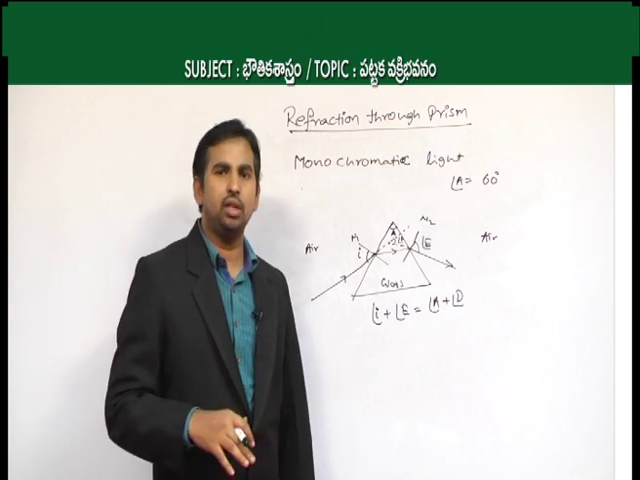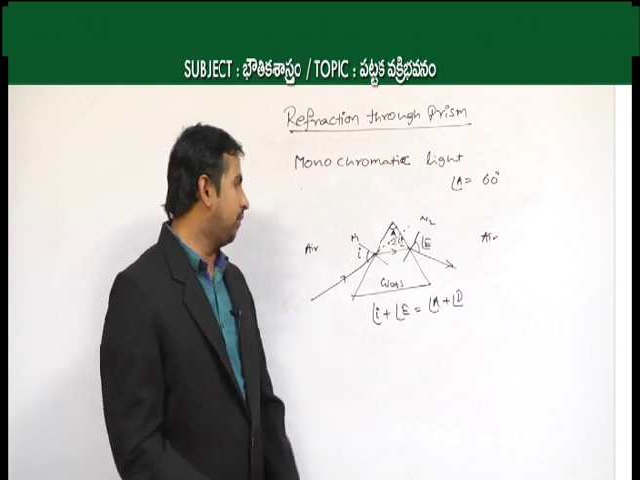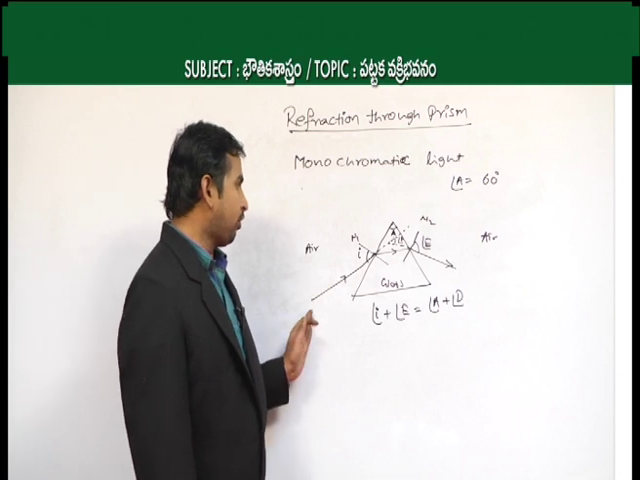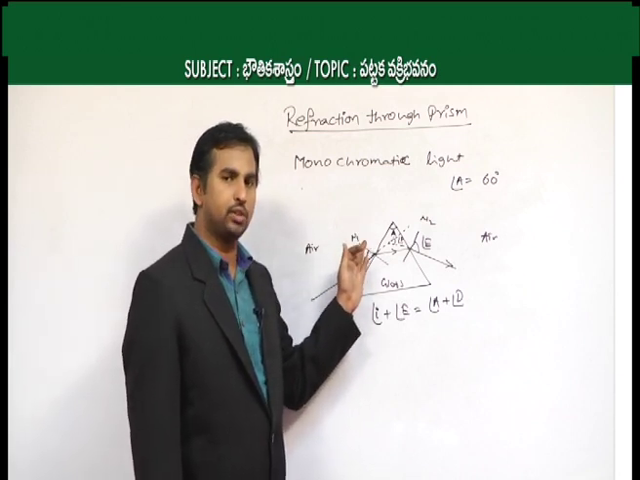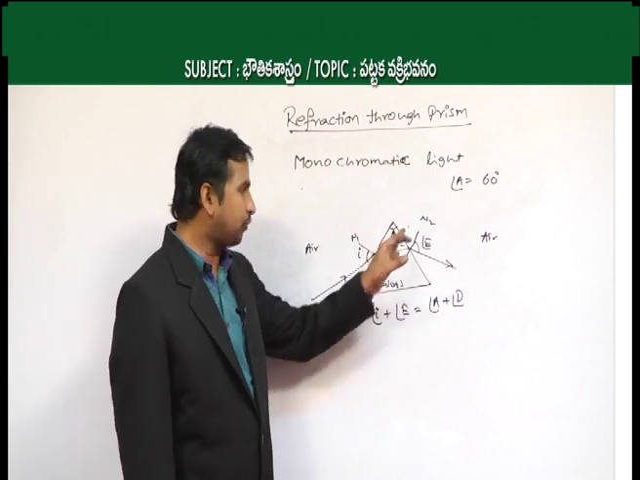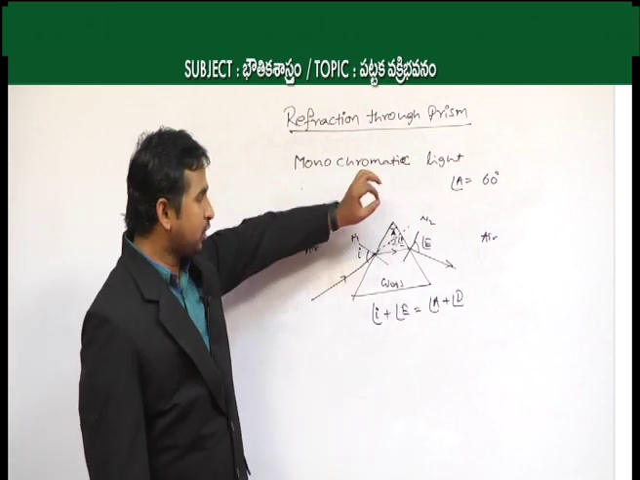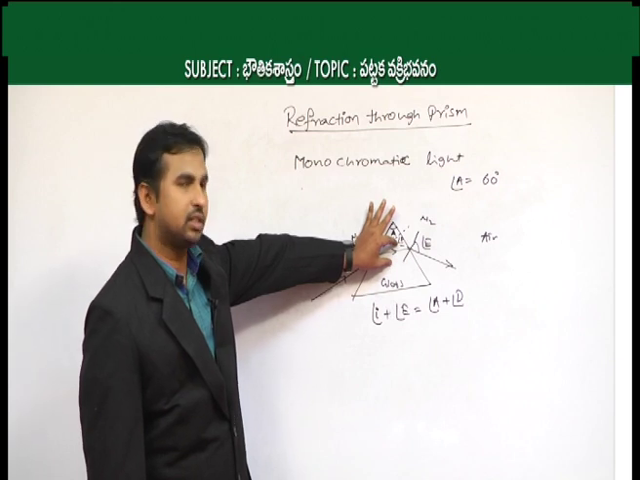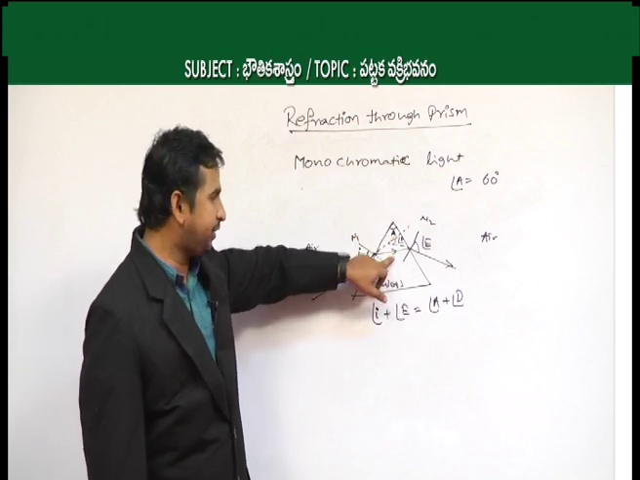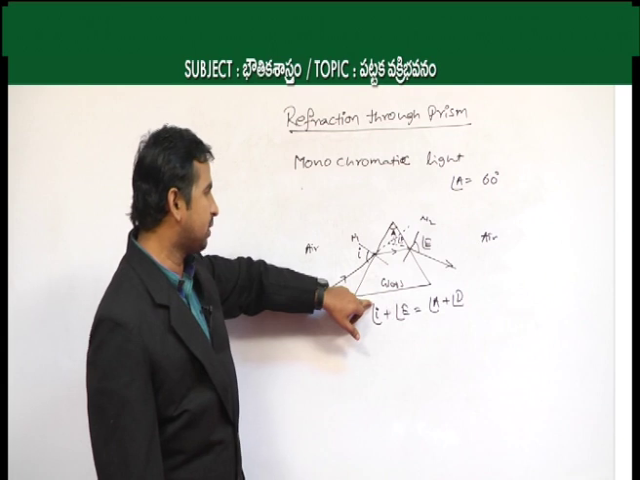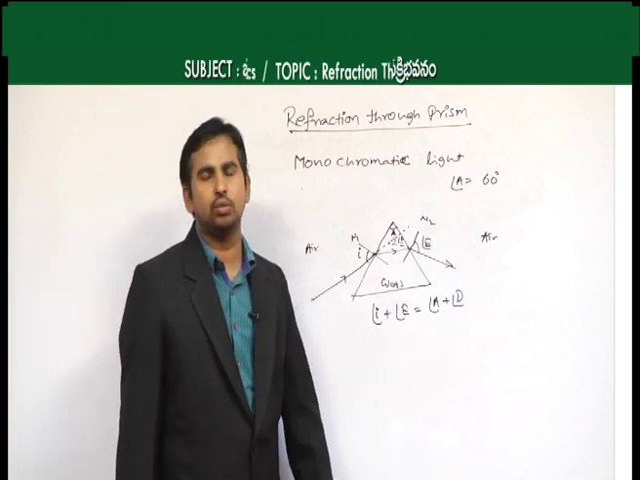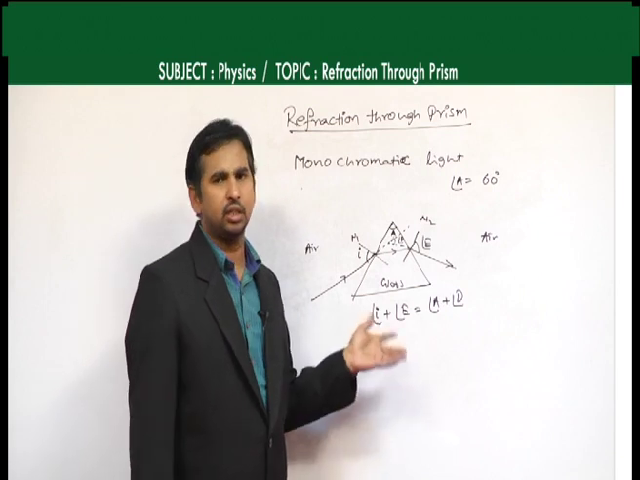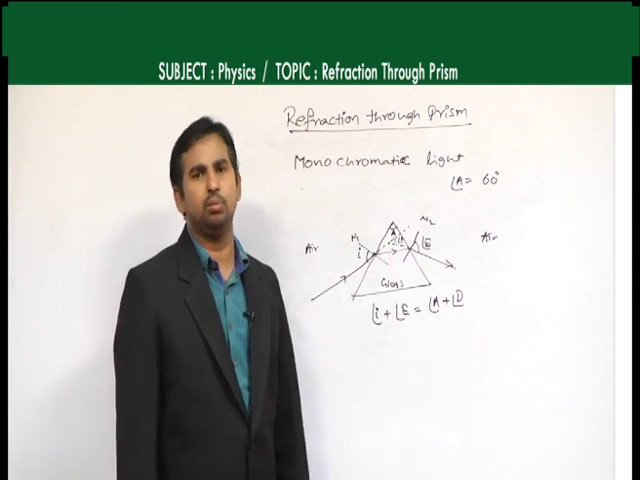See, this minimum deviation condition is formed when the light ray is incident on the refracting surface of the glass prism. After the first refraction is over, when the light ray is inside the glass, if this light ray and the base of the glass prism are parallel to each other, in those cases the angle of deviation becomes a minimum.